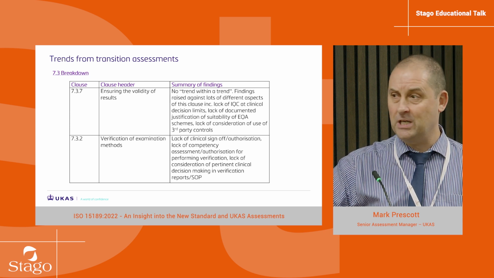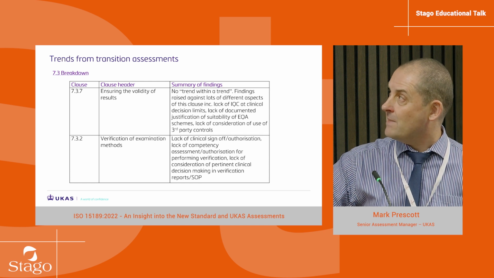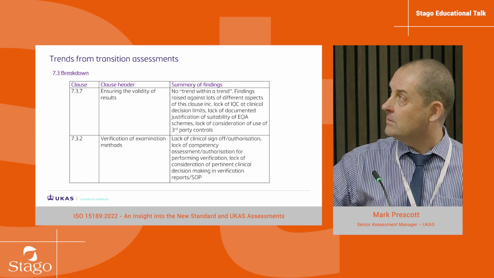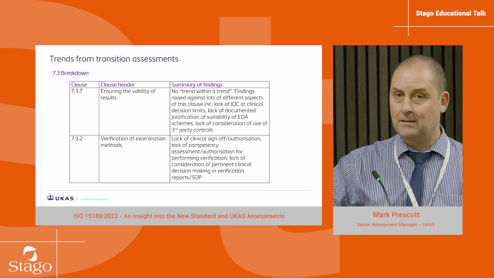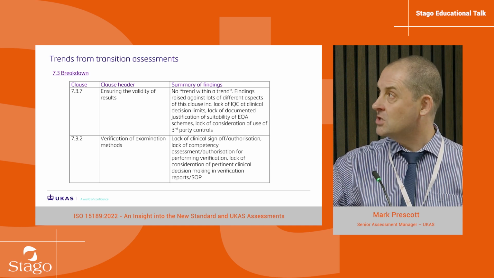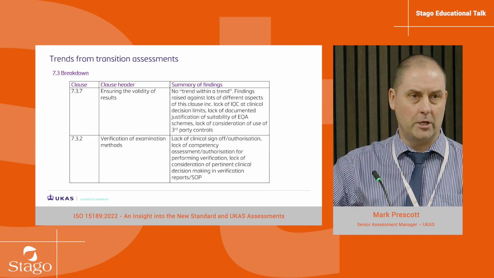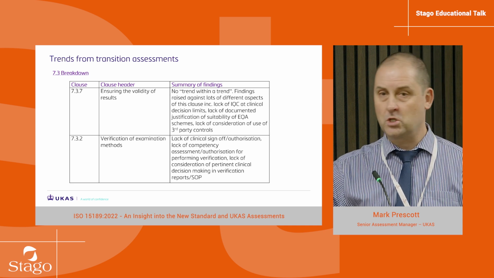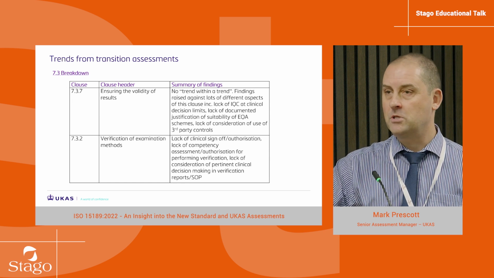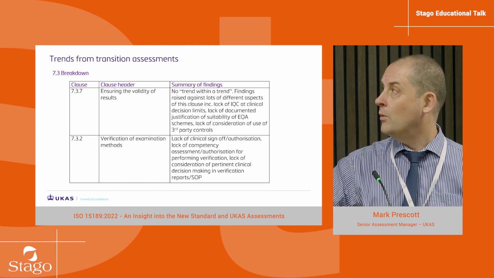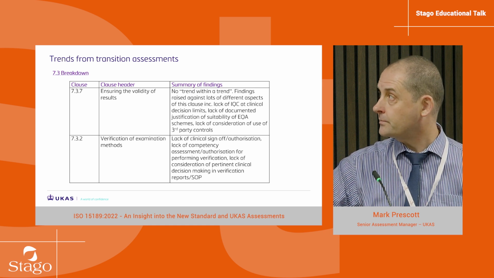We've been doing IQC for many, many years, but it's still an area of difficulty. There's no particular trend within that clause 7.3.7. We've had findings in all sorts of different areas. Some of it is around lack of IQC at clinical decision levels. Some of it is not justifying why you're doing particular EQA schemes. In some cases there's only one, in some cases there's multiple. Why are you choosing that particular one and not the others? It might be down to method groups and that sort of thing. So we are asking why you are using that EQA scheme and not another one.